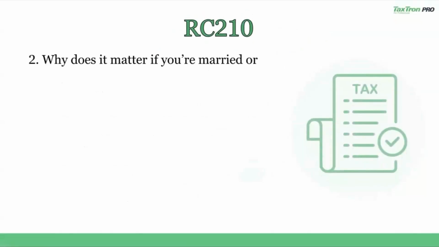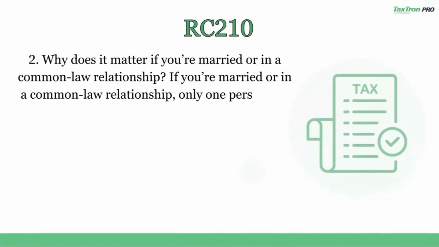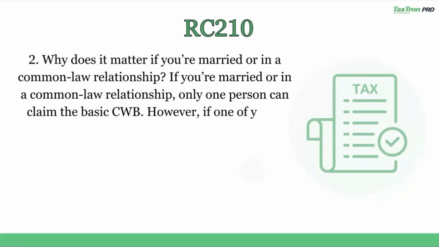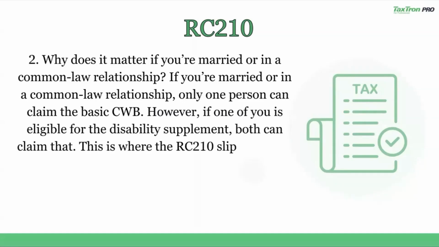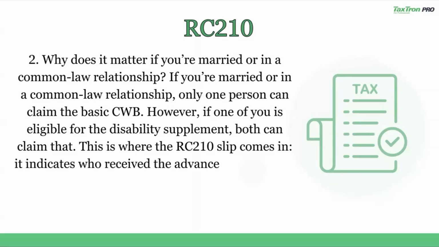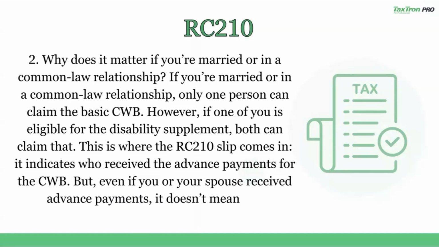Why does it matter if you're married or in a common law relationship? If you're married or in a common law relationship, only one person can claim the basic CWB. However, if one of you is eligible for the disability supplement, you both can claim that. This is where the RC210 slip comes in. It indicates who received the advance payment for the CWB, but even if you or your spouse received the payment, it doesn't mean you automatically qualify for the CWB.